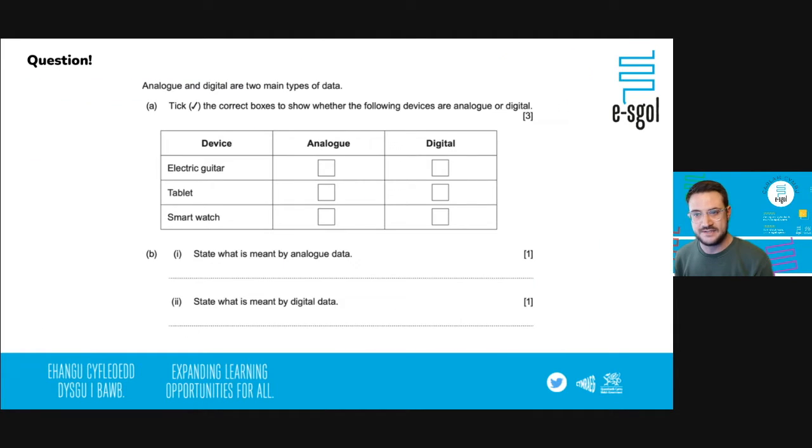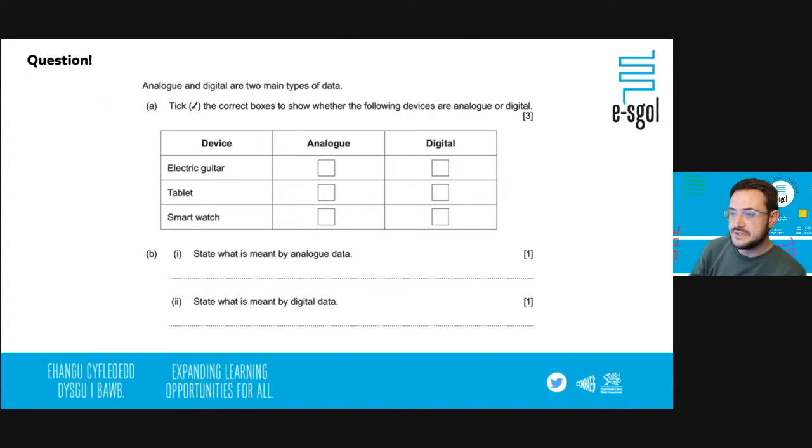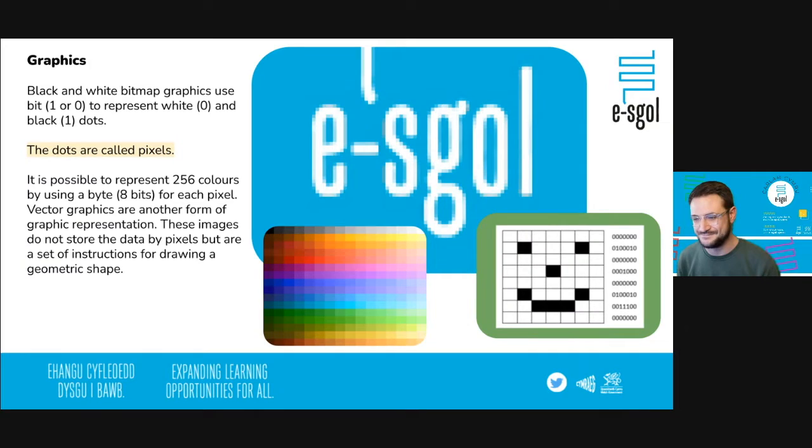Okay, the next question then is state what is meant by digital data. Well, again, if we go to the digital data slide, either one of those 2 highlighted sentences will get you the mark. Digital data is a combination of numbers 1 or 0. Computers use digital data to represent data. Okay. So, hopefully you can see that these questions on this topic are okay so far.